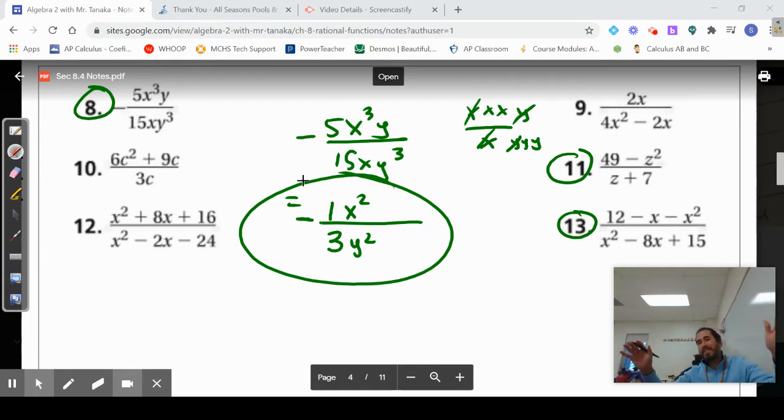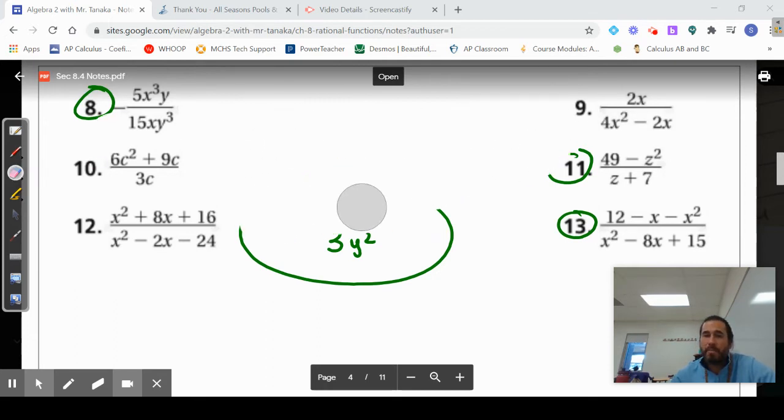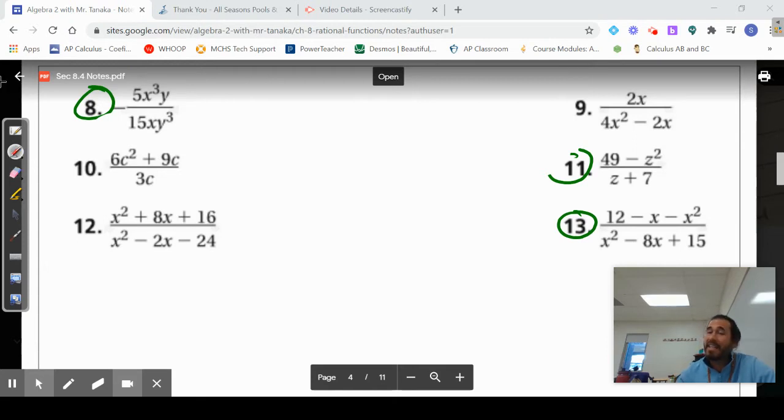You don't have to go off to the side and factor, right? We didn't have any quadratics, right? So you just cross out like terms. That's all you have to do in that case. Okay, guys? That one was a little bit different, so I thought it'd be important to do it. The next one that looks different is 11.